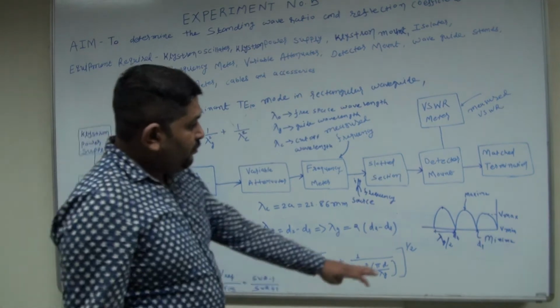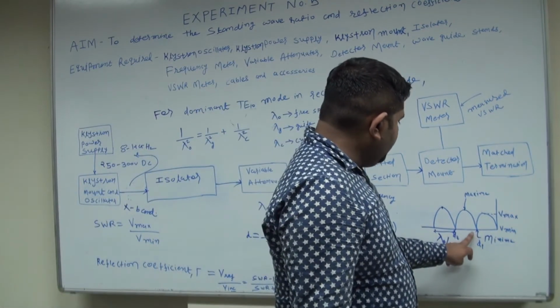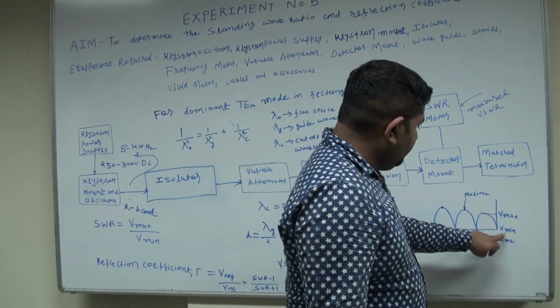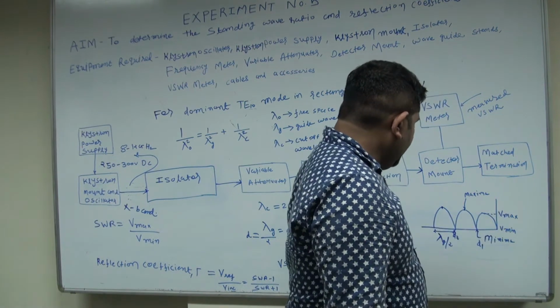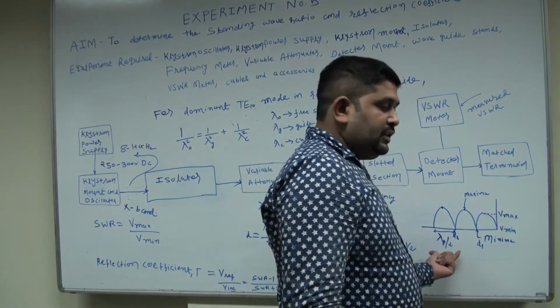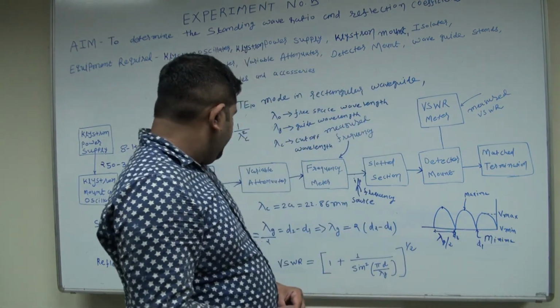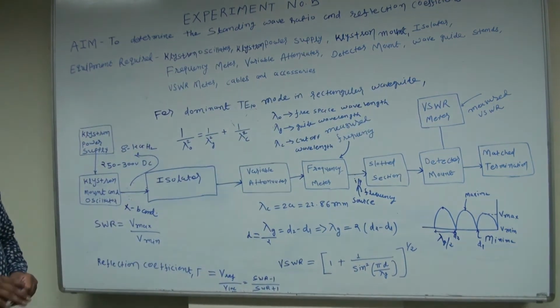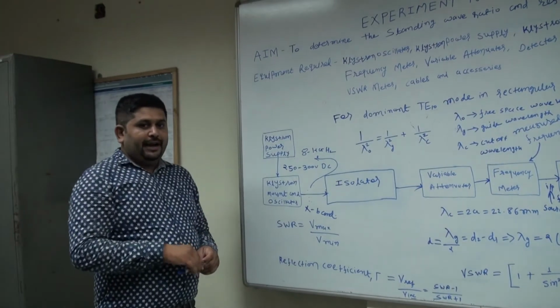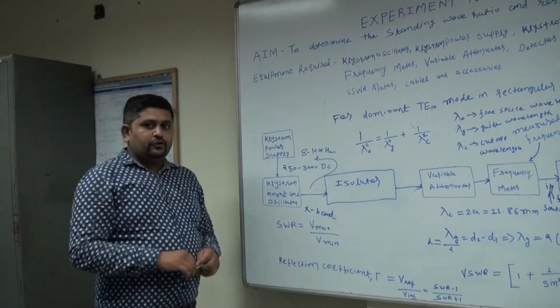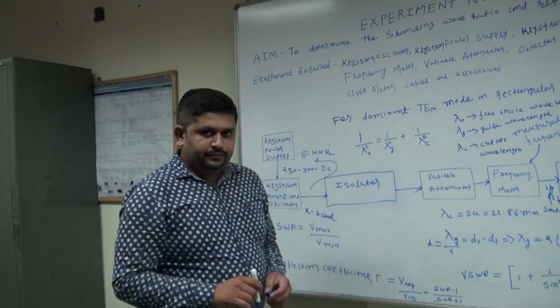And this is the standing wave pattern. This one is a minima, this one is a maxima, this is the minimum voltage, this is the maximum voltage, and the distance between two minima is lambda g by 2. Okay, we will move to the actual hardware and determine the standing wave ratio and reflection coefficient.